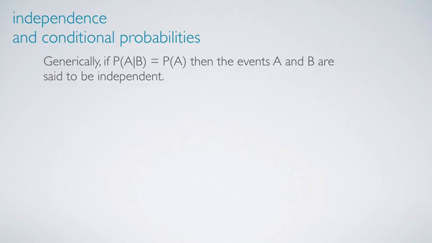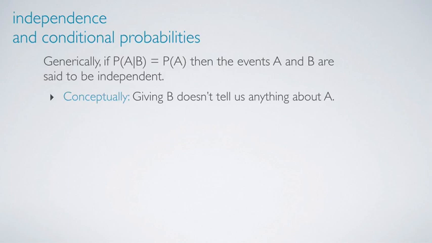Generically, if probability of A given B equals probability of A, then the events A and B are said to be independent. We can explain this in two ways. Conceptually, this rule works because it's saying that if B tells us nothing about A, then A and B are independent, meaning that whether we have the probability with B given or not, the probabilities are exactly the same. That basically tells us that giving B is worthless, or in other words, the two events are independent.